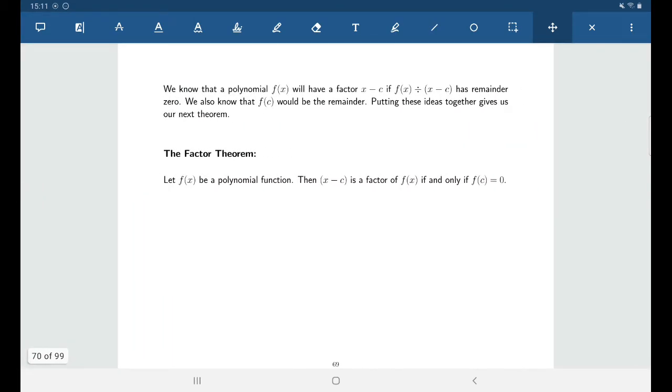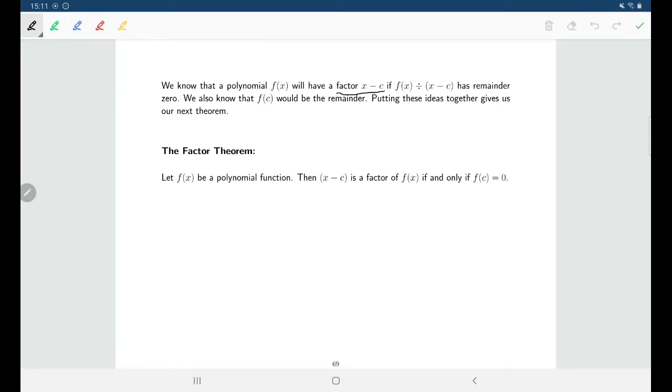So that connects with the idea from before. We said that if you had something that was a factor, then it would divide in and have no remainder. But of course, you know that if x minus c is a factor, if it leaves no remainder, then that means f of c should be 0. And that's the connection here with the remainder theorem.